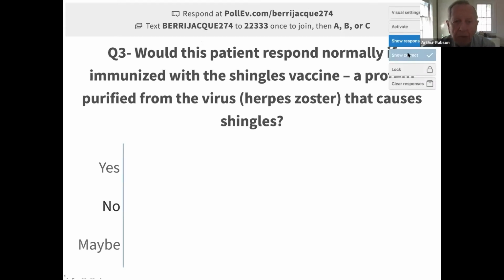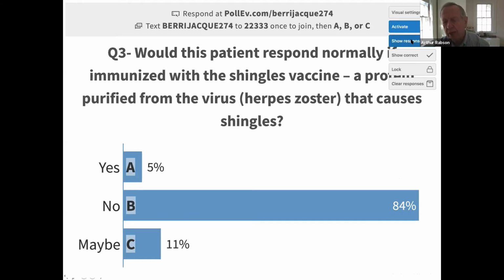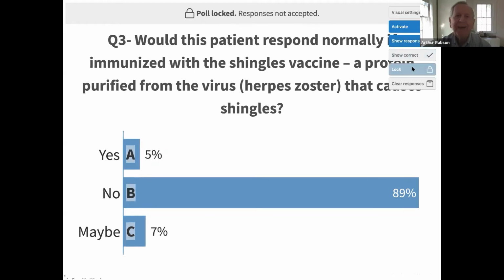Would this patient respond normally if immunized with a shingles vaccine? And this is a protein purified from the virus called herpes zoster, that causes shingles. So if we gave this man a shingles vaccine, would he respond normally? Peter, would you like to look at this?